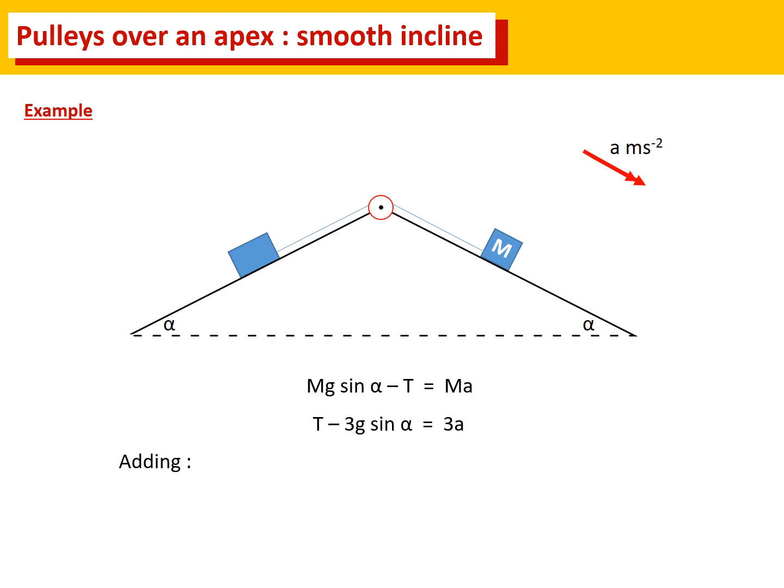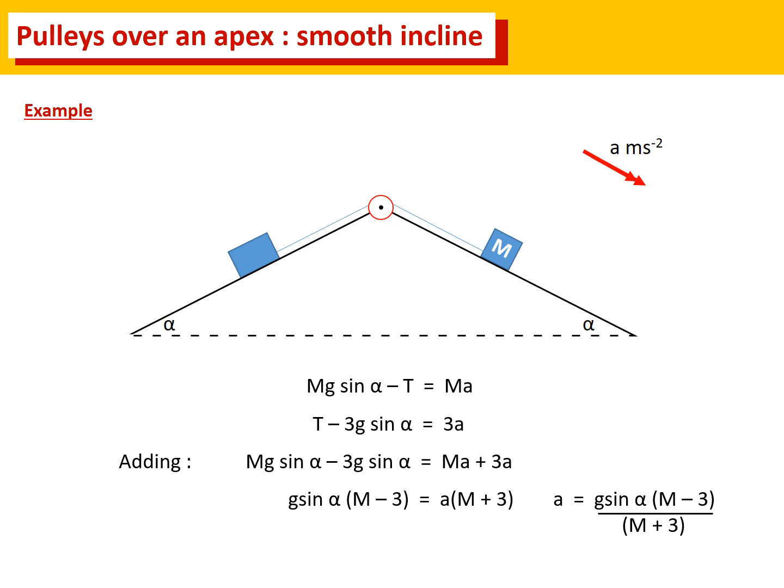Add the two together. The T's cancel. Now, what we've done here, we've taken the right hand side, we've taken a factor of a out, and factorized to leave m plus 3, and therefore we divide by m plus 3, and that gives us our expression for the acceleration.